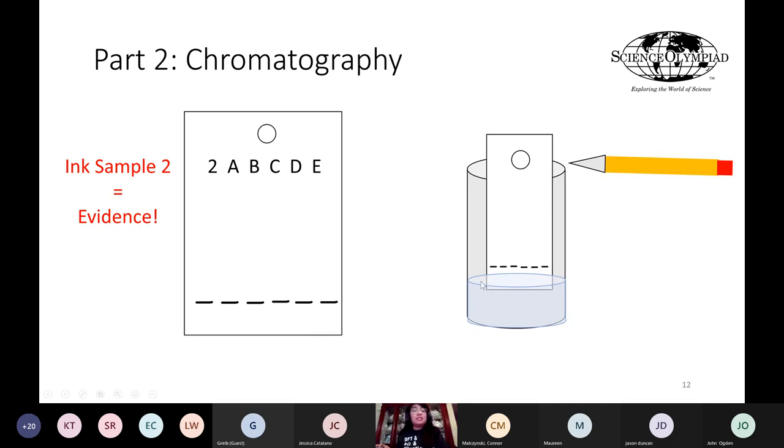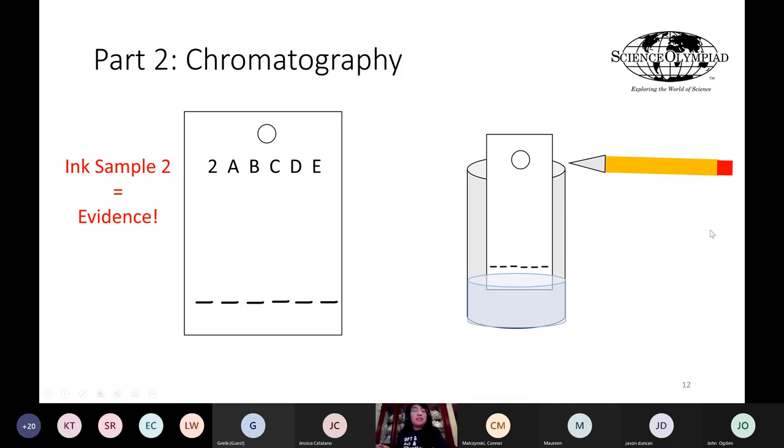One thing to note is that the level of the rubbing alcohol should not be higher than where the ink samples are written, because then that will interfere with how the different colors of the ink travel up, since the chromatography paper is able to have that rubbing alcohol travel up through capillary action. And there are videos online that you can look up, as well as videos on my event website, on how chromatography works.